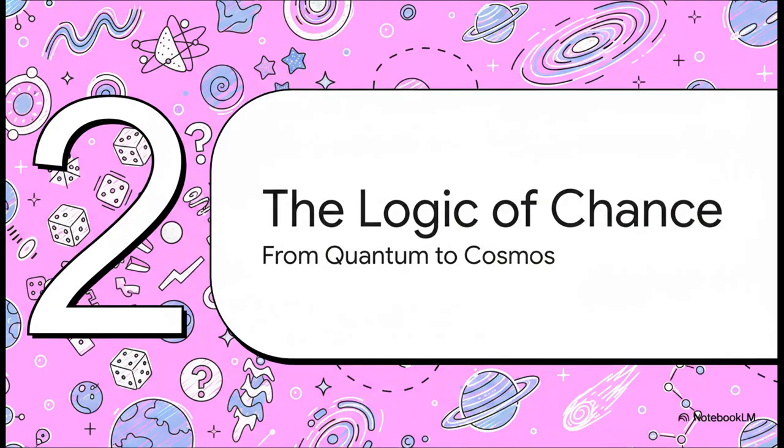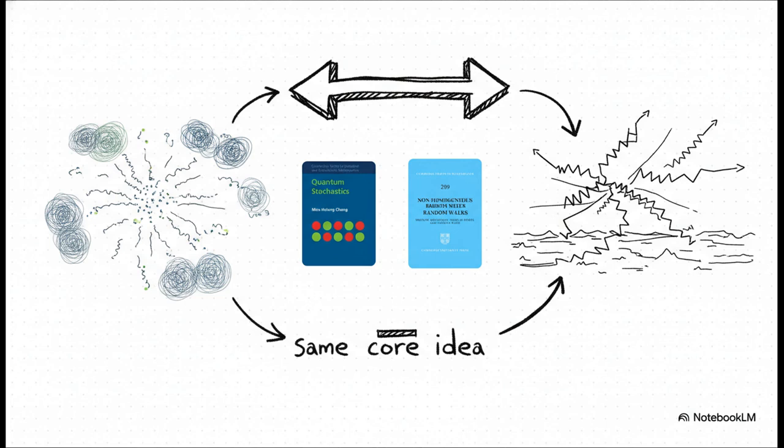So our first major landmark on this map, we'll call it the logic of chance. This is all about exploring the absolutely fascinating world of unpredictability, from the tiniest quantum particles all the way up to the entire cosmos. And check out the scale of this idea. On the left, you've got quantum stochastics, which is trying to get a handle on randomness in the super weird world of subatomic particles. And then on the right, you have non-homogeneous random walks, which is modeling unpredictable paths on a much, much bigger scale. It's the exact same core idea, the mathematics of chance, just playing out in two totally different universes.